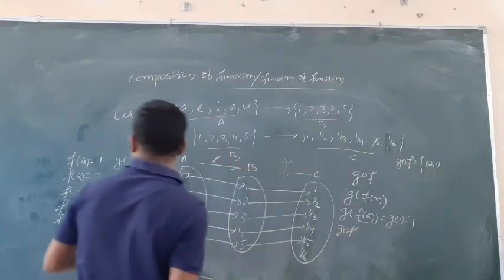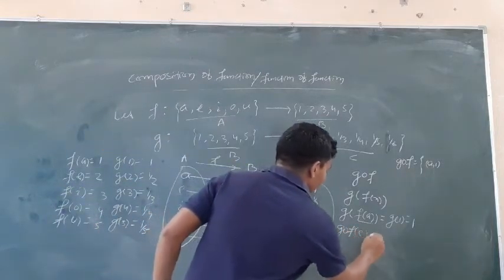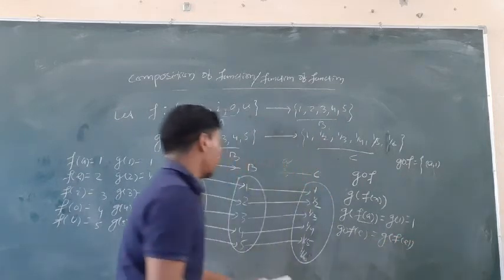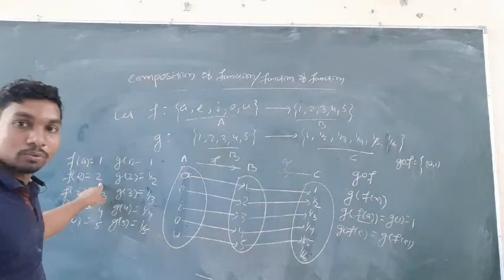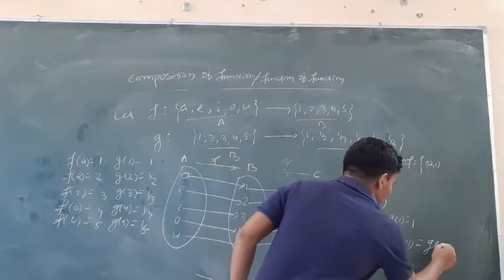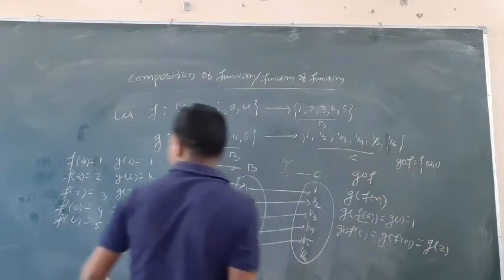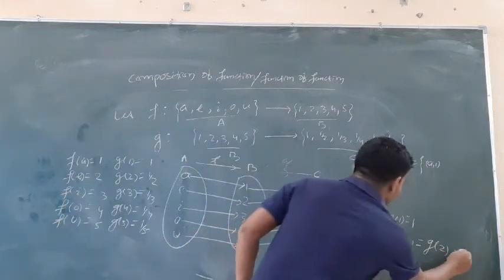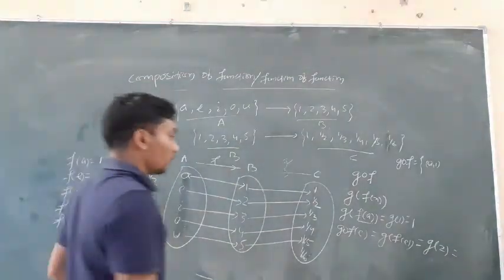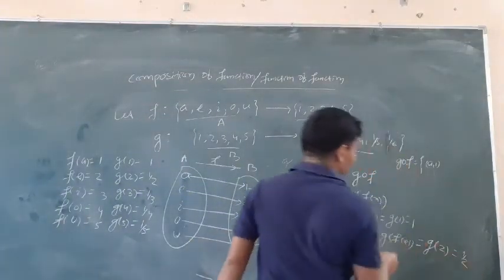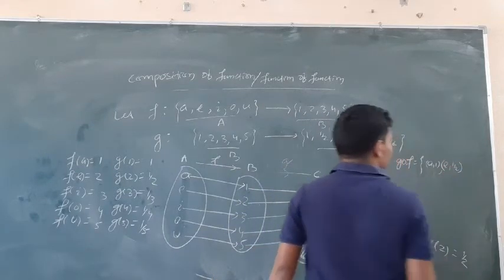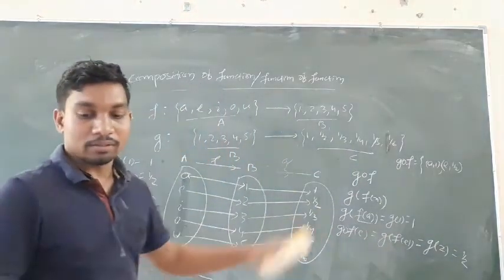the graph of E will be g of f of E. What is the value of f of E? F of E is equal to 2. Therefore, g of 2. F of E is equal to 2. G of 2 will be how much? From the figure, g of 2 is equal to half. Now the ordered pair will be E and half. Continuing in this way, we get the graph.